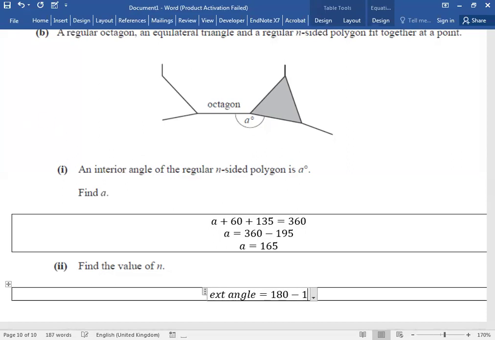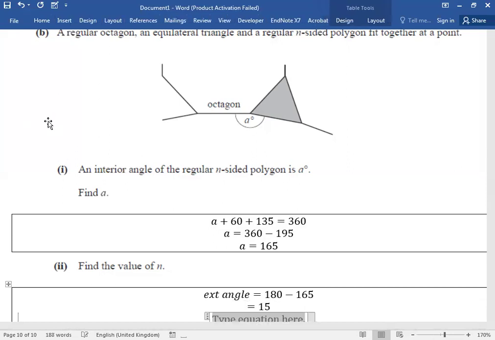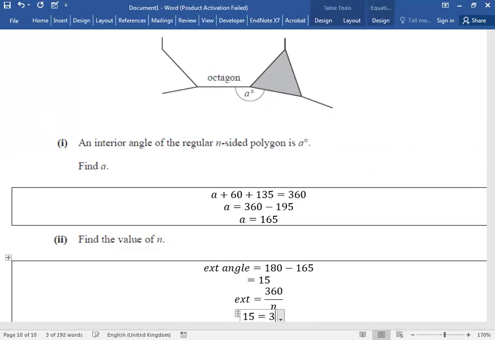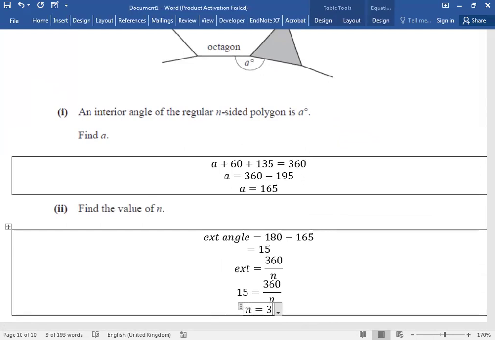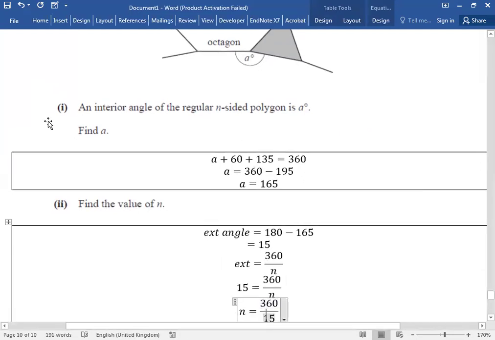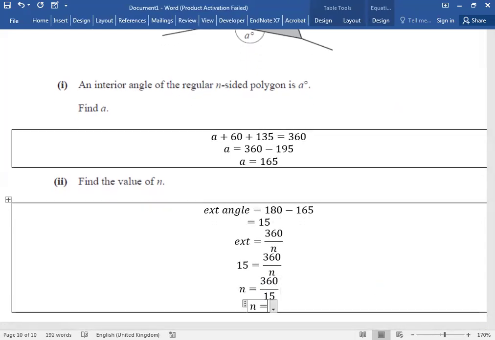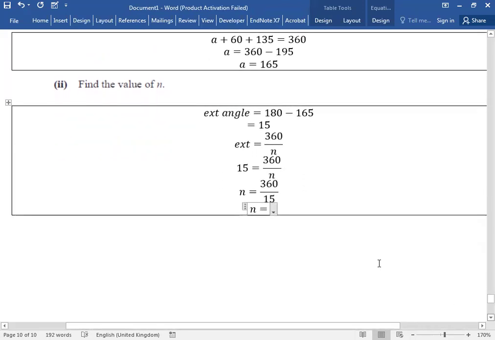Subtract it from 180. The exterior angle is 360 upon n, right? So I know the exterior angle and I want to find n. n goes to the other side and multiplies. Exactly, A is an interior angle of a regular polygon. So what is the value of n? Twenty.